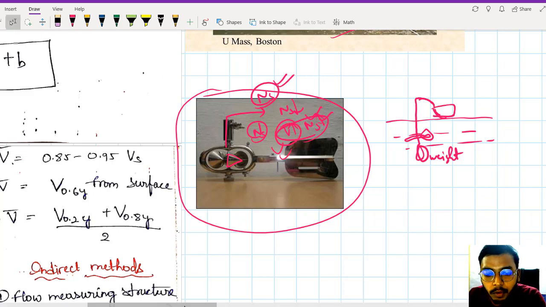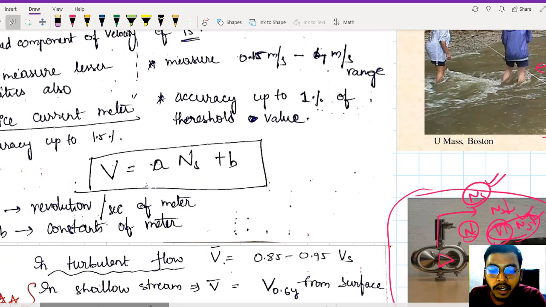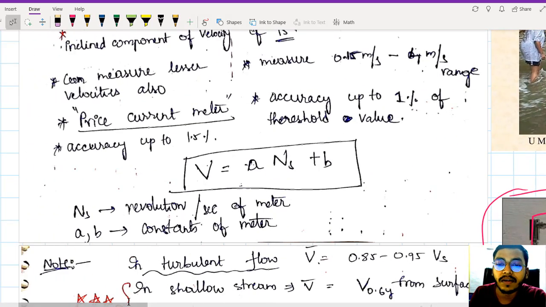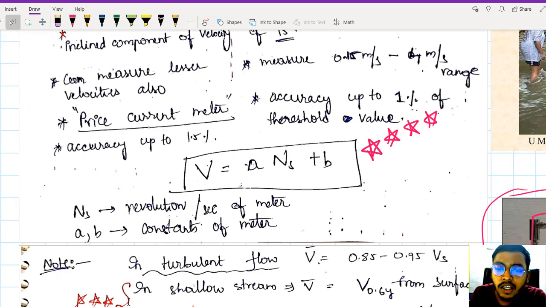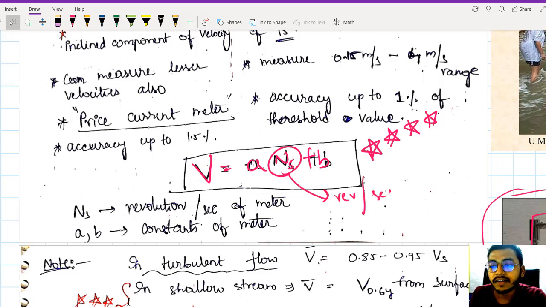Now what is the formula for it? The formula is v equals a ns plus b. Very important formula, give it 5 stars, remember it, it was already asked in GATE. So the formula is v = a ns + b. ns is the revolutions per second of the current meter. How many revolutions the current meter is taking per second, you will get from ns. Once you know the value of ns, a and b are constants, and from here you can get the value of v. As simple as that, right? I hope the things are clear.